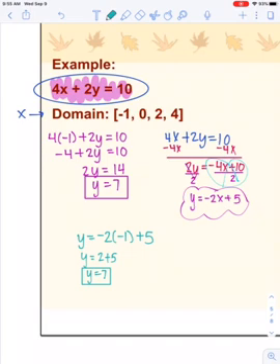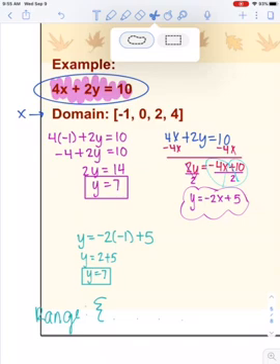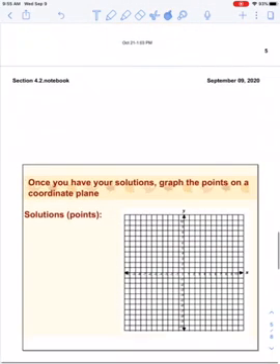Now I want you to pause it and find the range for 0, 2, and 4 on your own. So when you're done, you need to have a set with 4 numbers in it for your range. Okay? So pause it, find your range, and then we'll move on.